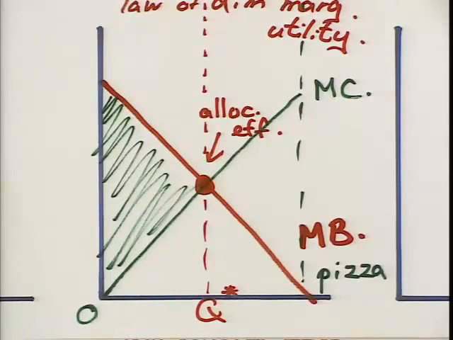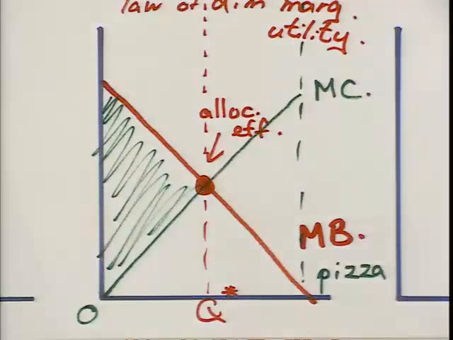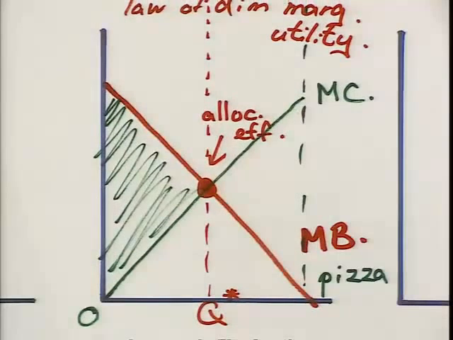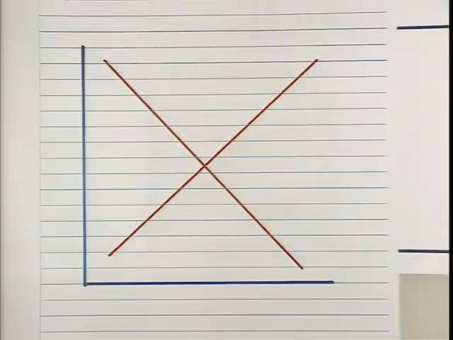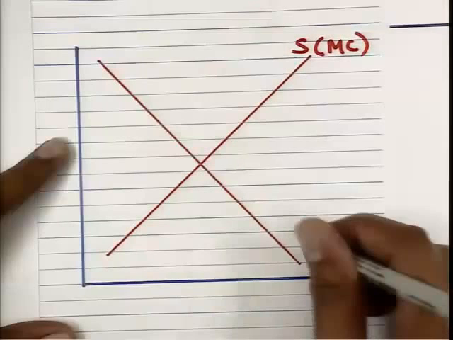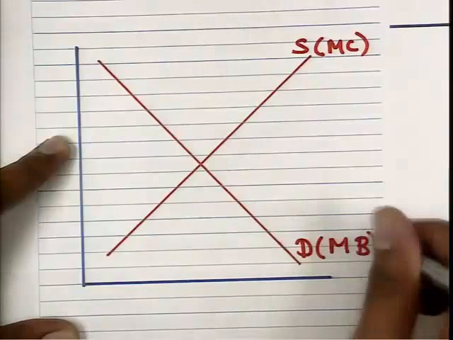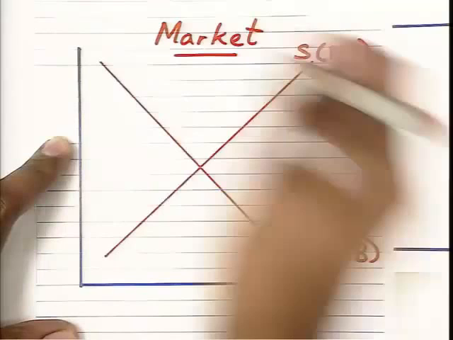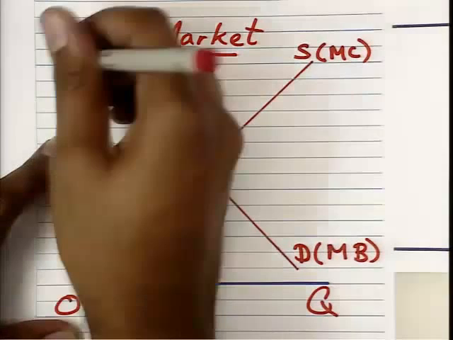Later on, we show how the marginal cost curve is the supply curve and the marginal benefit curve is the demand curve. So where demand meets supply is the allocatively efficient point. Where demand and supply meet is what we call a market.